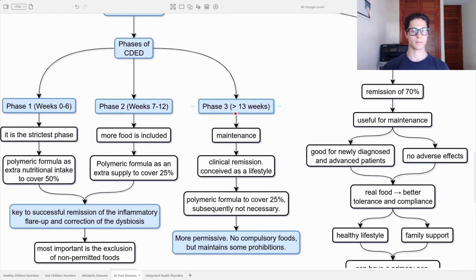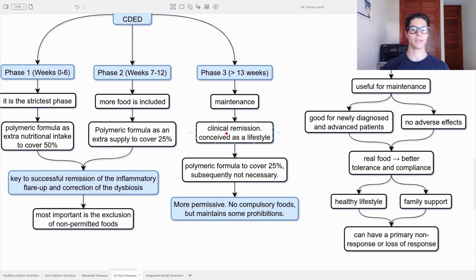And on phase 3, we have maintenance. So it's clinical remission and conceived as a lifestyle.